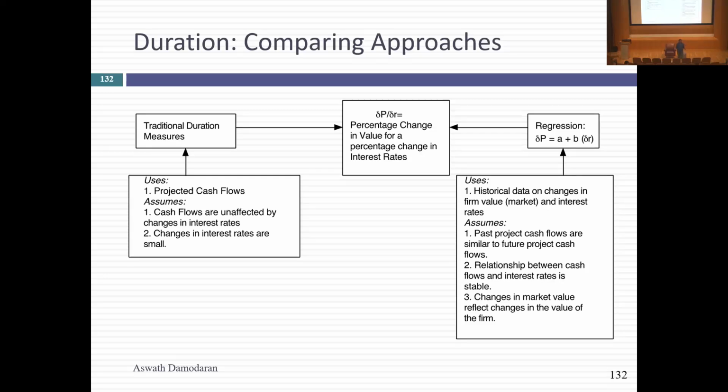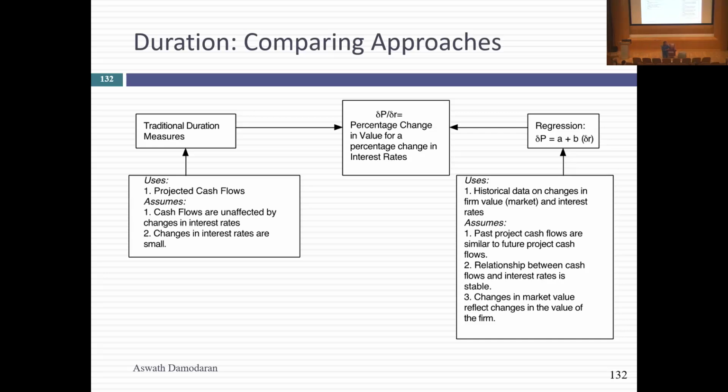That's exactly right, and that's the other catch. You're letting the market tell you what the duration is. If the market is making mistakes, your duration will also reflect those mistakes. So regressing changes in firm value against changes in interest rates for any company will give you a rough proxy on duration, with the catch that the T statistic is going to be low. There's a noise problem.